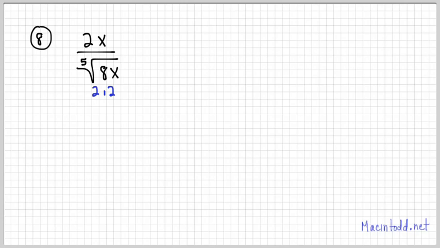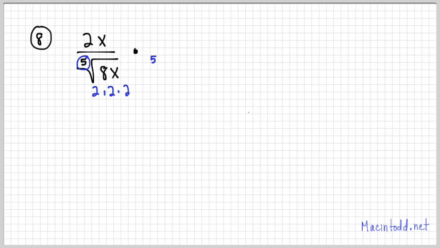Problem number 8. 2x over 5th root of 8x. I can't take anything out of that radical. I know that 8 is made up of 3 2's multiplied together, but I need 5 of a kind to take anything out. The numerator already is just fine. There's no radical to take anything out of. So I'm trying to fix the radical on the bottom.